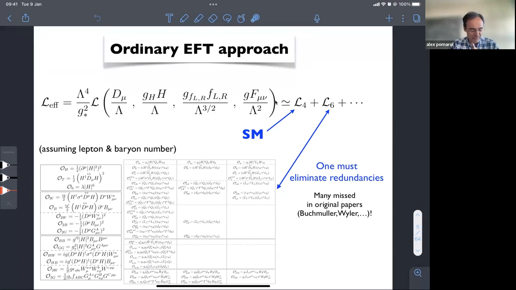So it means there can be a lot of redundancy. You have to do the exercise to be sure to get the important ones, and to be sure that you cannot eliminate some of them. In fact, many people in previous papers missed this. So it's not something easy. You have to spend time to get this list of operators. Of course, you can do it, but it takes time.